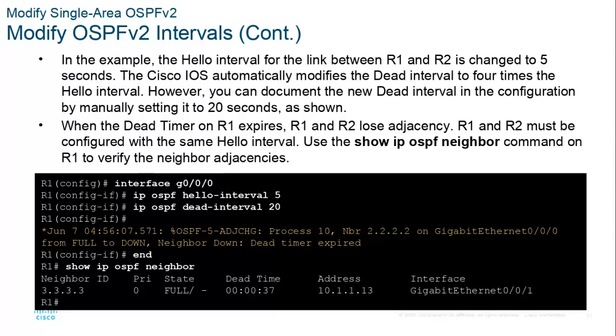Now, in this case, we changed the interval from 10 to 5 and dead from 40 to 20. And look what happened. We lost our adjacency. Why did we lose our adjacency with our adjacent neighbor? Because his timers are still 10 and 40. I'll have to go and change him before they'll come back up and establish a neighborship with each other again and get back in communication. So that's why you must be very cautious about changing these values.